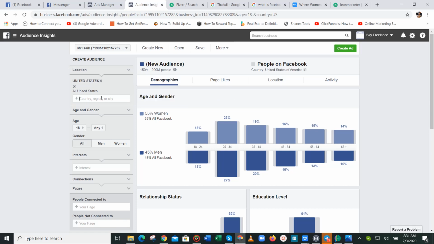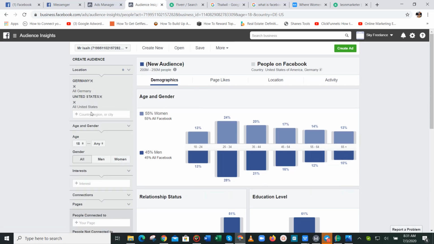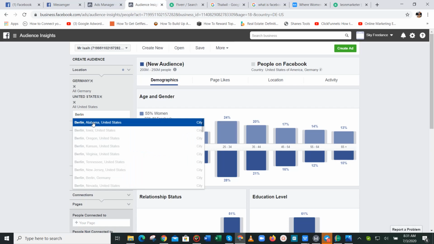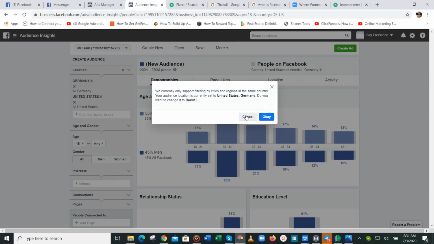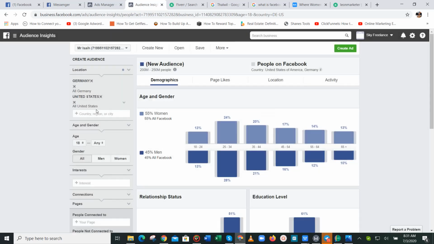Now I've already typed it and it automatically chose USA. Let's say you want to target Germany as well, so you choose Germany. But let's say you want to target Berlin, Germany. I don't think it will accept that. It says we only support filtering by cities or regions in the same country. We have already chosen USA and Germany, so they are different countries, and it won't accept a city in Germany. So you can only choose USA and the cities or states under USA, or Germany and the cities and states under Germany. It's either we continue choosing countries or we choose only cities.